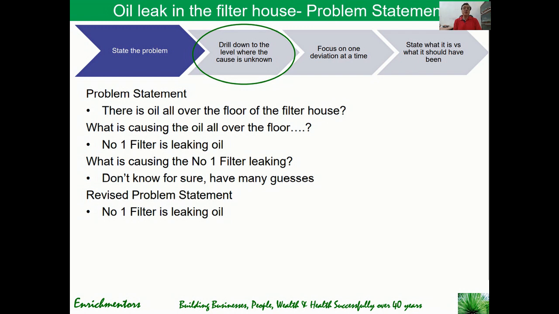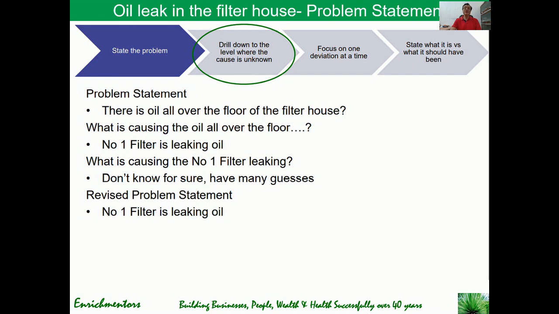That the cause is unknown. So we need to go to the next level where the cause is unknown. Then we will say, okay, do we know why the number 1 filter is leaking oil? And John says, "Arun, God heavens, I wish I knew that. We have absolutely no idea. Don't know for sure, but we have many guesses." So we now know that we have reached the unknown cause level.